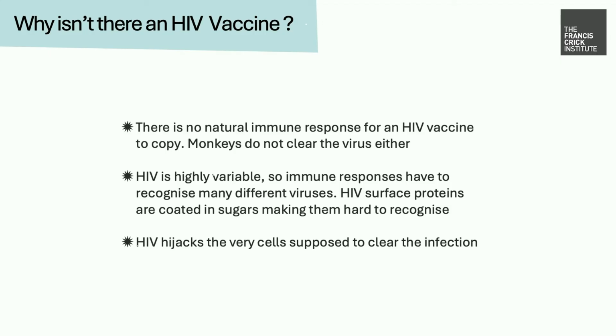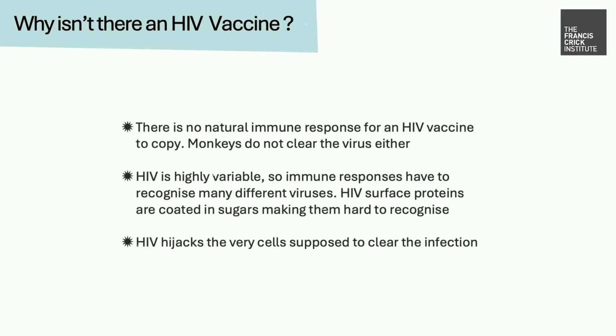But this isn't what normally happens in an HIV-infected person. No, they do mount an immune response, but it doesn't clear the virus. And as I already said, monkeys have very high levels of virus in their blood. They don't seem to control it at all. So there isn't really a natural response to mimic, and we don't really know sort of what to tell the immune system to try and overcome it.